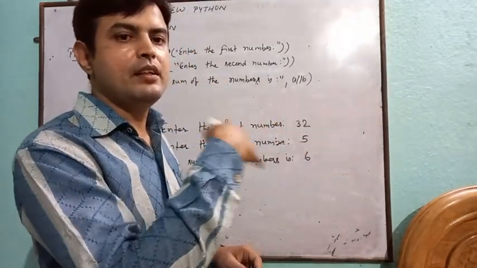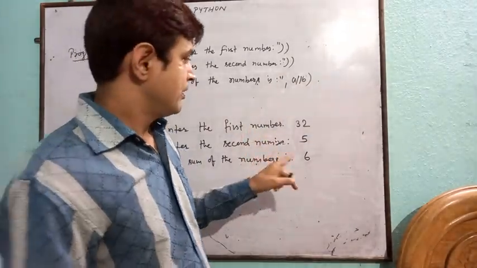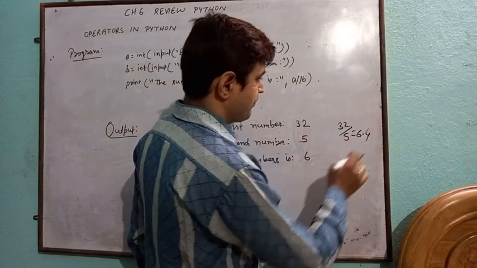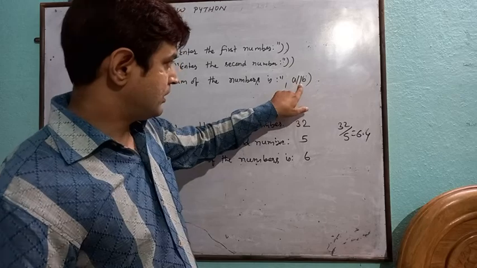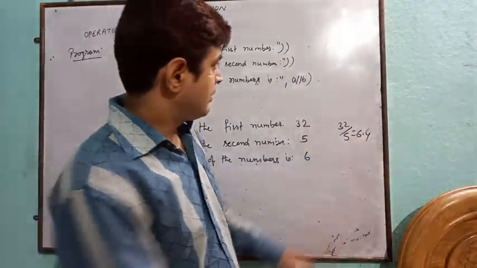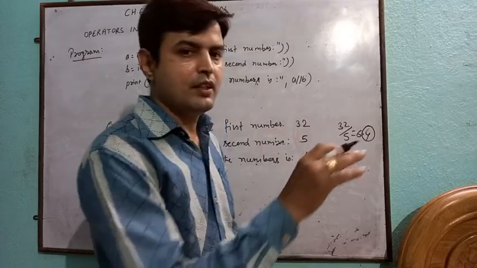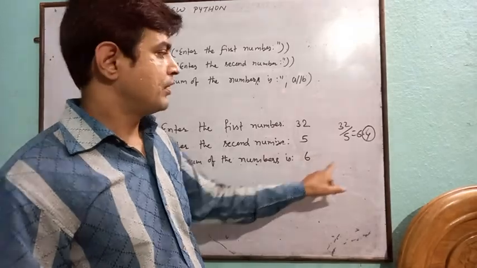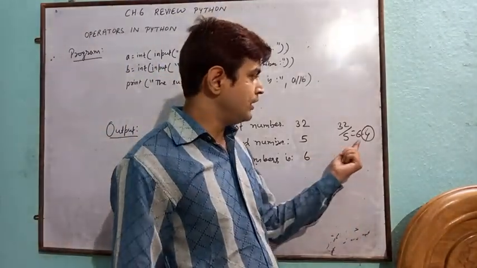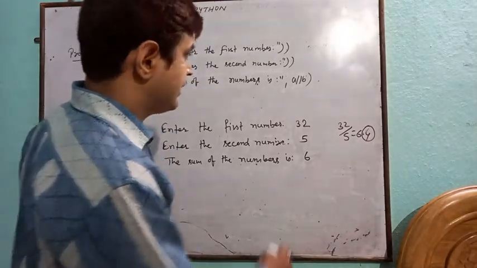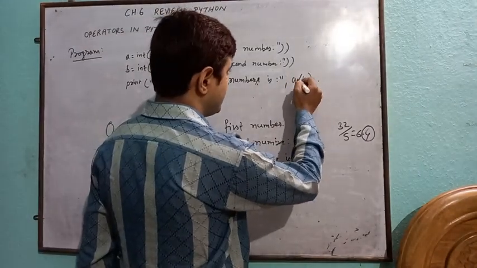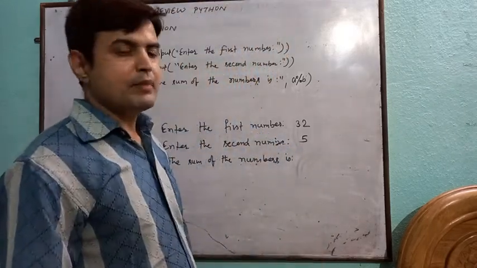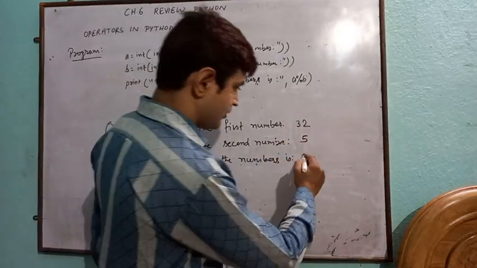It truncates, it leaves the fractional part, as 32 divided by 5 is 6.4. But if we use this integer division, it truncates, that is, it leaves the fractional part and displays the quotient in the form of an integer, that is, it shows only the integral part of the number. And the next, if we change this to percent, that is the modulus operator, it will give the remainder. What is the remainder when we divide 32 by 5? 2. The result is this.